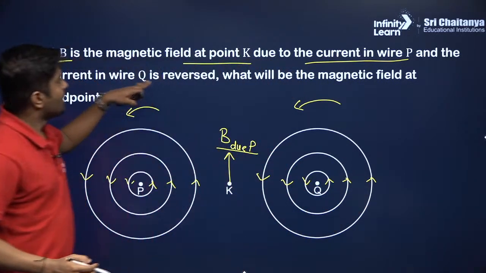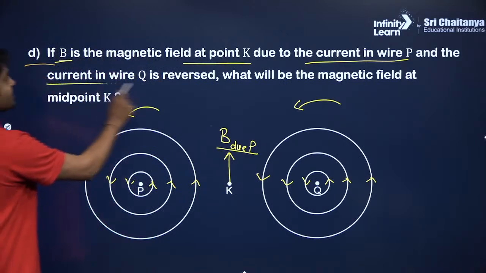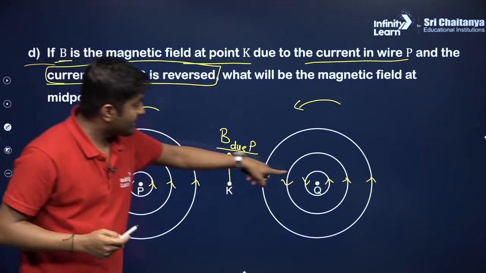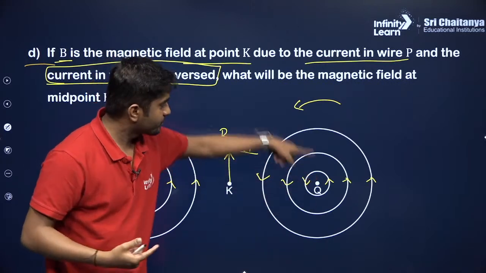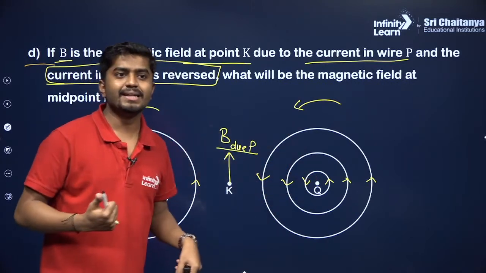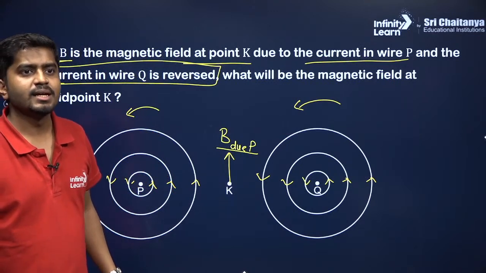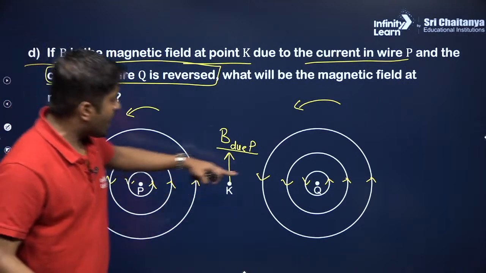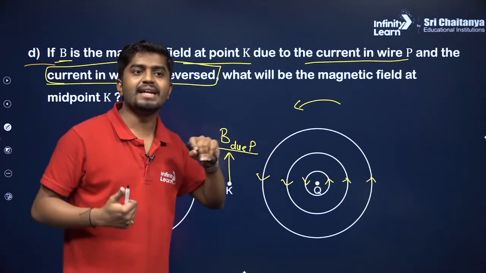Okay, so now read the next question. Current in wire Q is reversed. So the current in the wire has reversed. So what will happen to the magnetic field? What is the definition of C? So now when you reverse the current, what will happen to the direction of the magnetic field? Can you tell me?